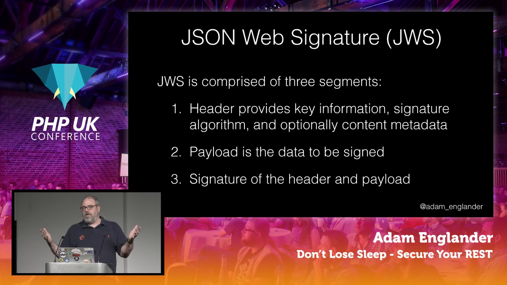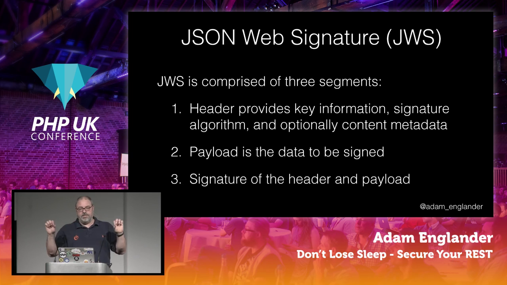And so you have a header, and the header is common amongst JWS and JWE, and it provides information about the key. So what key did you use to sign it, so that I know which key to use to verify the signature? What signature algorithm did you use, so I know to use the same one when I go to verify it? And also, there's optional content metadata, which we also used to describe what's the information in the payload.